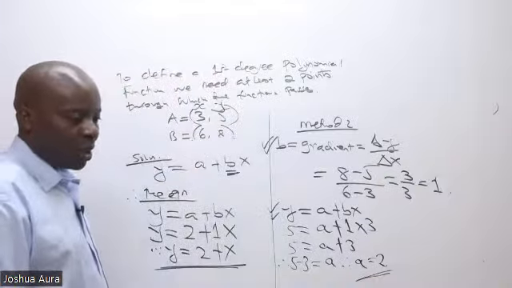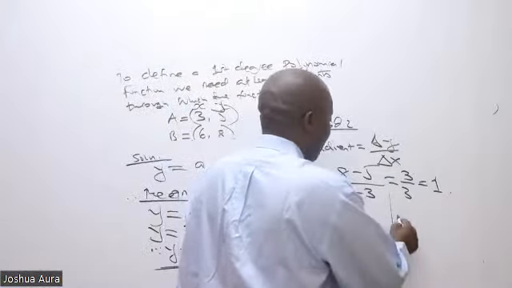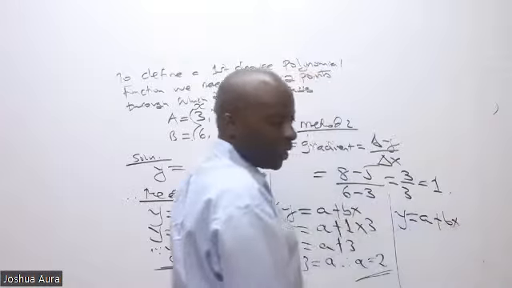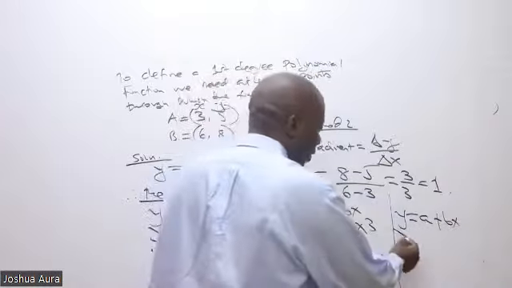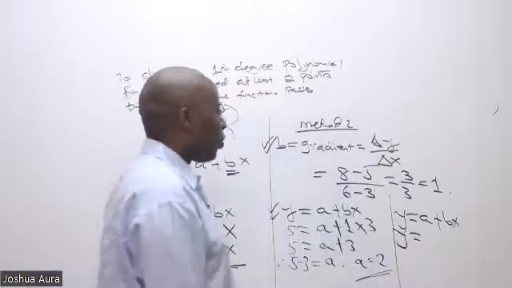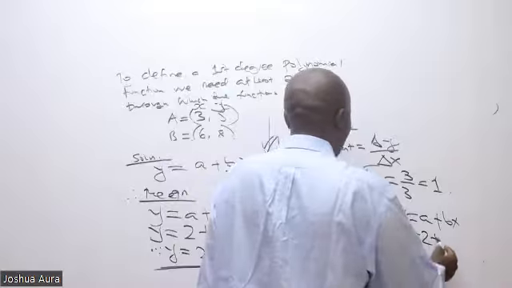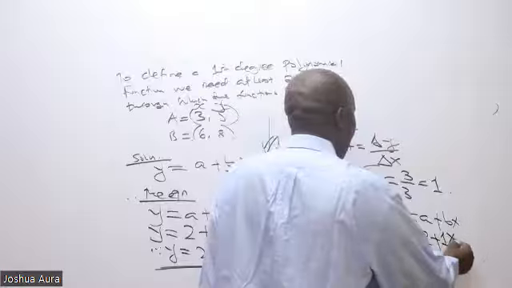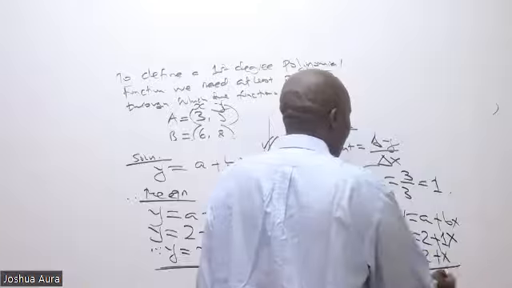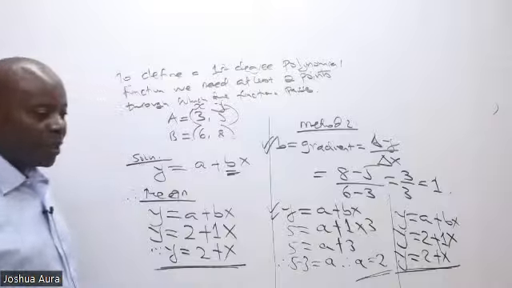A equals 2. And once we have a, I remember here that ultimately they wanted us to define the equation y equals a plus bx, the connection between y and x. So my y here will be equal to a, which is 2, plus b, which is 1, times x, which culminates to y equals 2 plus x.